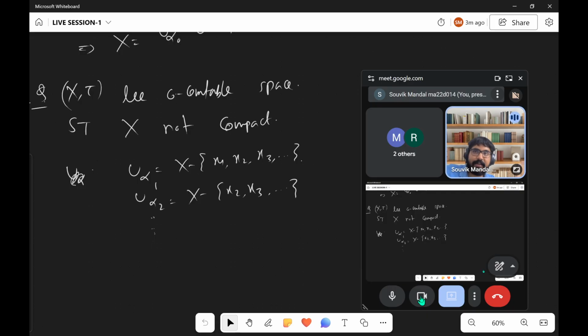X is already infinite. There is no doubt about it. X is already infinite, right? Because that's why we are saying now that X minus U is a countable set, correct? So X is already infinite, right? So why can we not get finitely many U alpha i's to cover the whole of X?